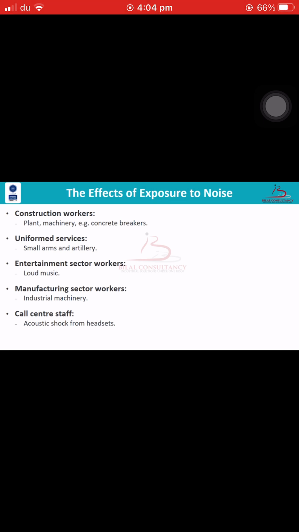And the last one is call center staff. As we all know, in call center operations we have to deal with a massive frequency of calls in our work shifts, and due to that, high noise is generated on the floor and in the offices, which can affect personal health. So in call centers there is also a chance of high noise.